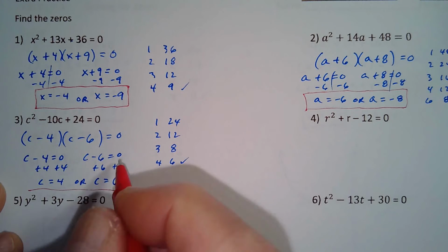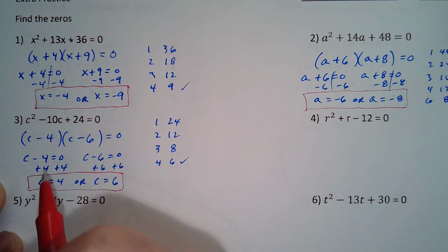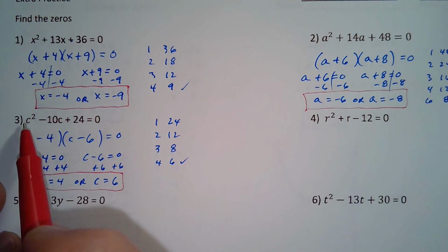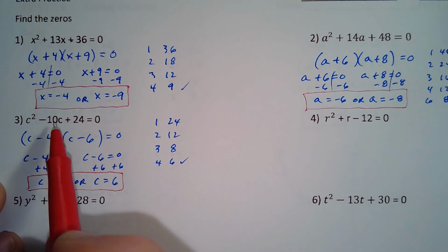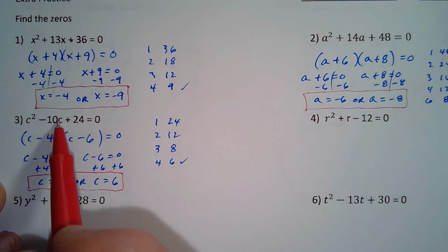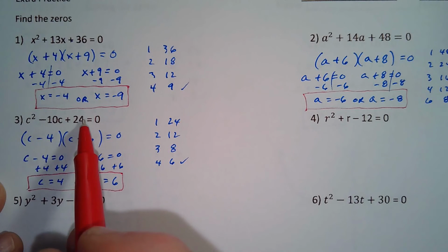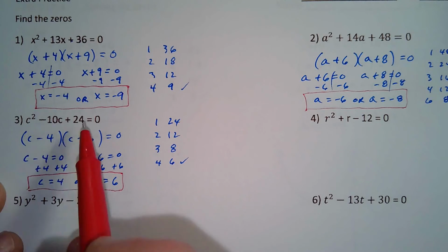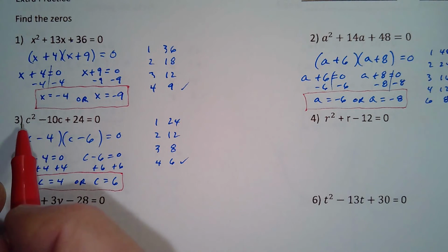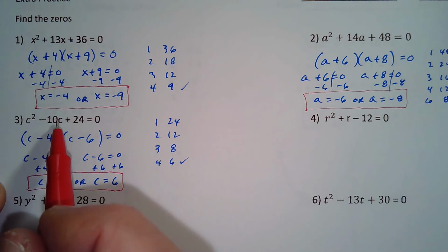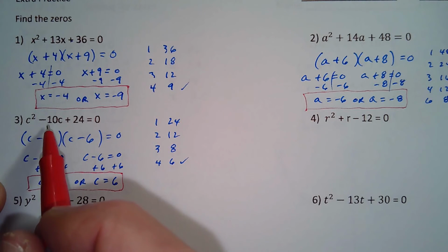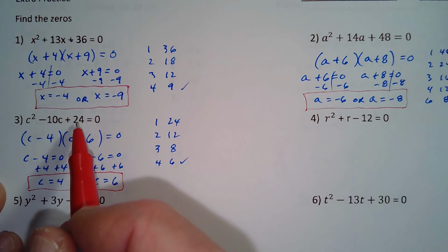And again, you can check those super fast. Just go back in. 4 squared, 16. 10 times 4 is 40, negative 40. 16 and 24 makes 40. 40 minus 40 makes the 0. Putting a 6 in there, you get 36 minus 60 gives you negative 24, and that 24 added to that gives you 0.